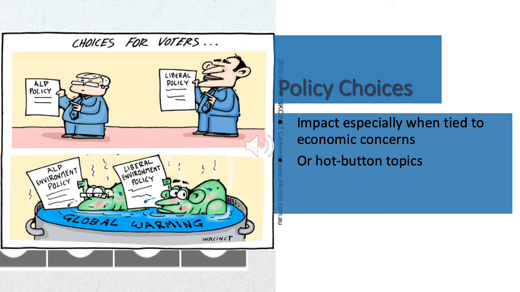The other thing is hot button topics. So oftentimes people will vote based on things that are hot button issues. Things like global warming, abortion, gay rights, death penalty. Those hot button topics, and we've talked about lots of these different topics, can be a voter sway as far as why they might vote for a particular candidate or a particular person.